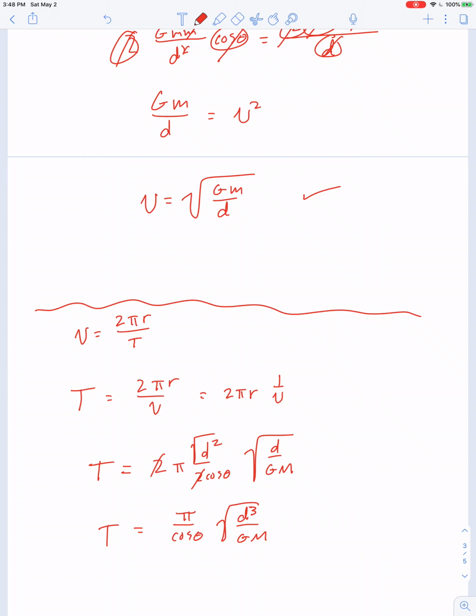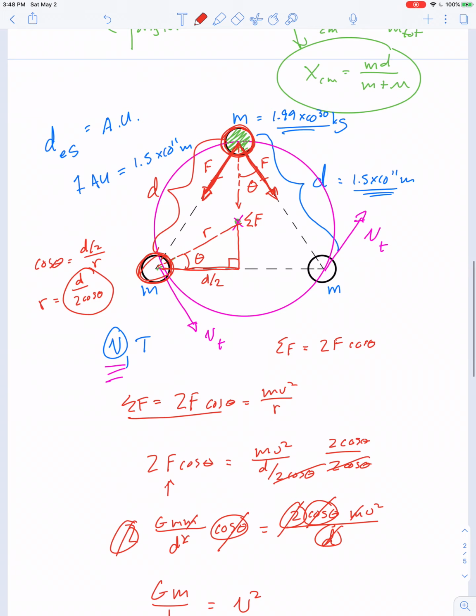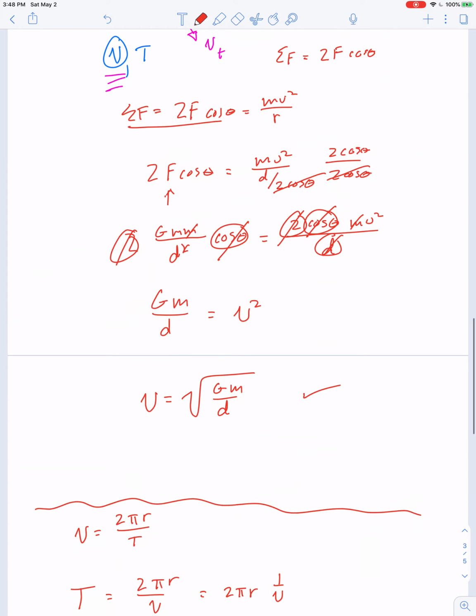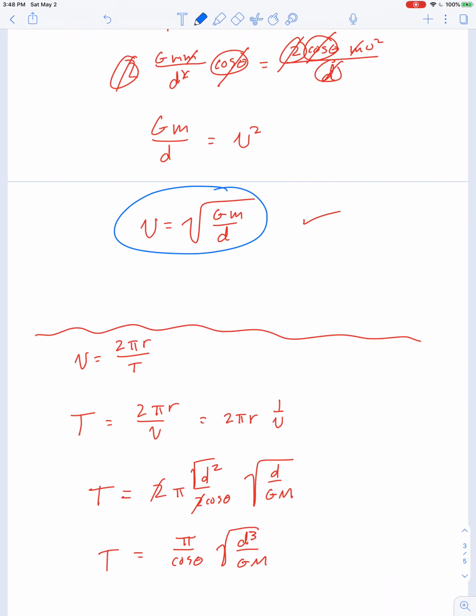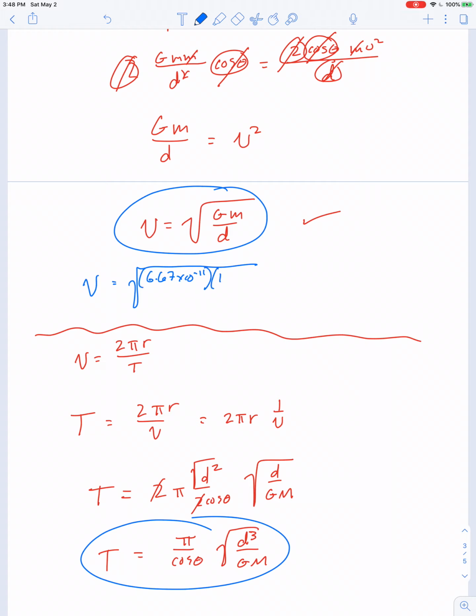Grab your calculators. Let's do a quick calculation. If we really did have a triple star system where all the stars have one solar mass and they're separated by 1 astronomical unit, then we have some numerical values we can apply to the formulas that we've just derived. The tangential speed for any of these stars would be equal to the square root of 6.67 times 10 to the negative 11th times 1.99 times 10 to the 30th divided by 1.5 times 10 to the positive 11th. This comes out to about 29,747 meters per second.